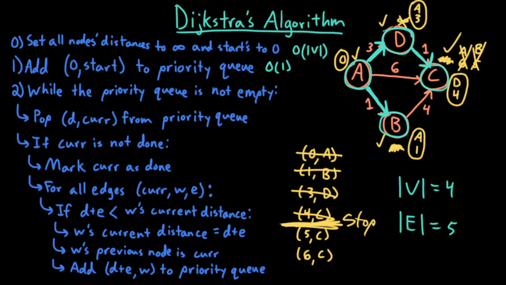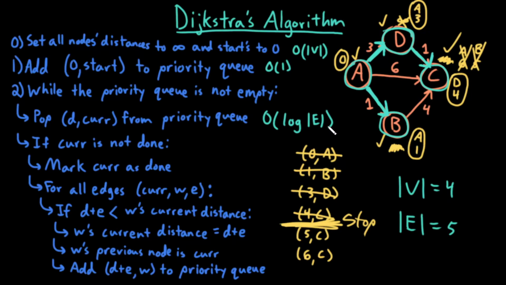So the next step is, while the priority queue is not empty, so this part's pretty tricky. Let's break it down step by step, and then let's try to come up with the overall time complexity of the whole thing. Popping the current element from the priority queue, theoretically, I could have every single edge in my priority queue. So this would be big O of log E.